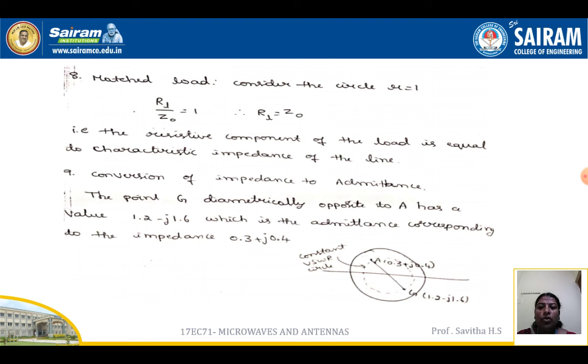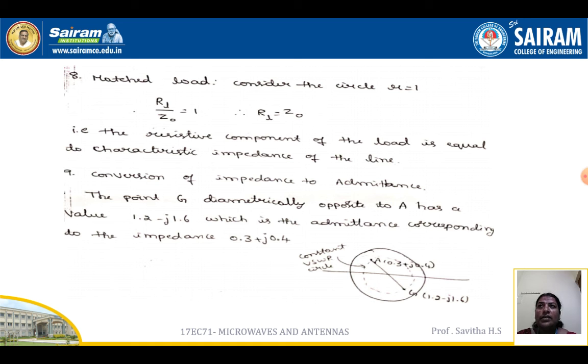A matched load is when the resistance R circle value is 1. We already know that R is equal to RL by Z naught. So RL is equal to Z naught. The resistive component of the load is equal to the characteristic impedance of the line.